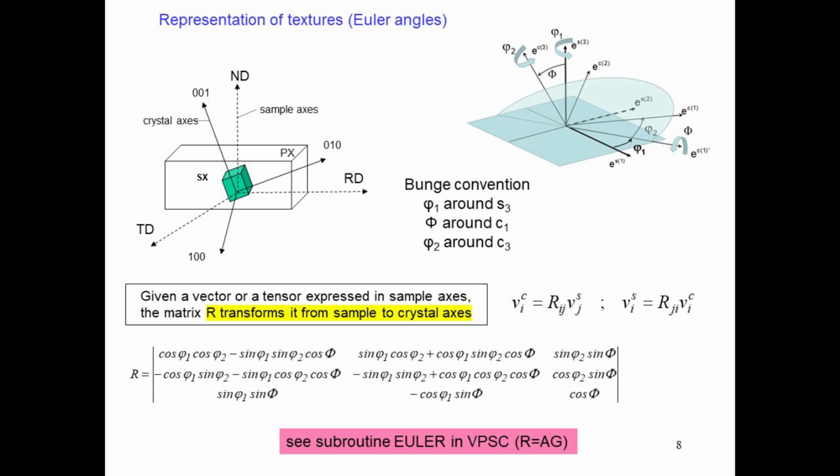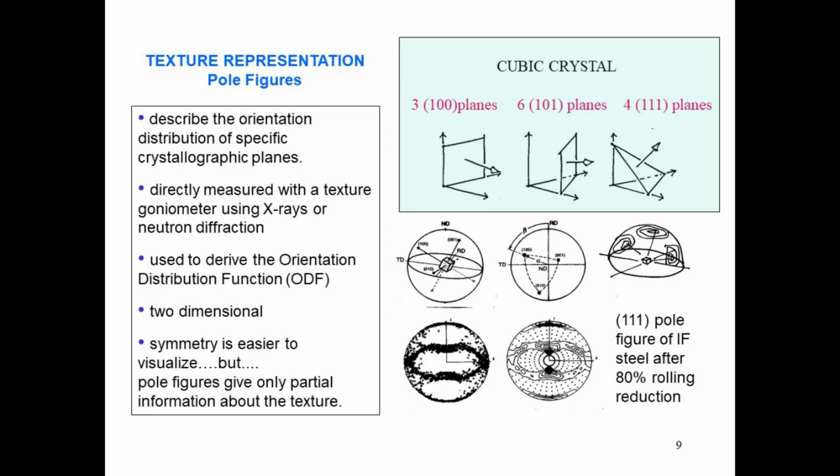The form of that R matrix is this one, and this is what is programmed in the subroutine Euler in the VPSC code. In the VPSC code, R is really called AG, A of the grain. So how do we represent textures using pole figures? Well, the pole figure is an easier concept to grasp for representation of textures, but it is not any univocal representation, so it's a bit tricky.